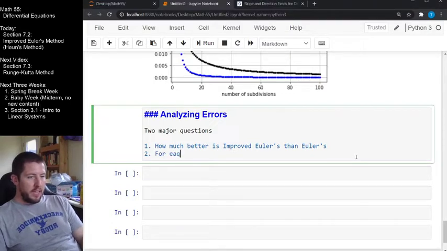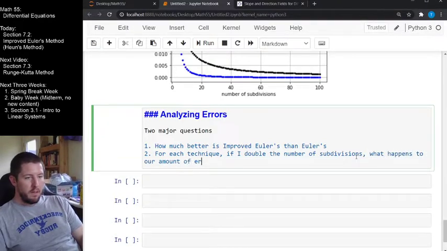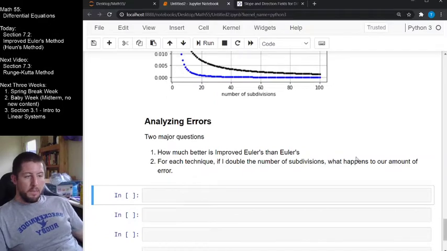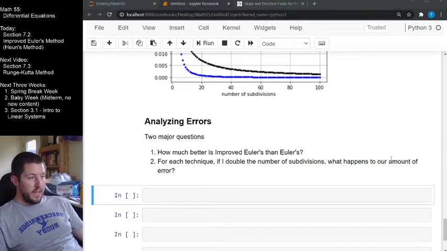And for each technique, if I double the number of subdivisions, what happens to our amount of error? All right, those are the two questions that I want to ask. I should probably put question marks on the end of each of them right here. So let's go ahead and take a look at each of these guys right here.